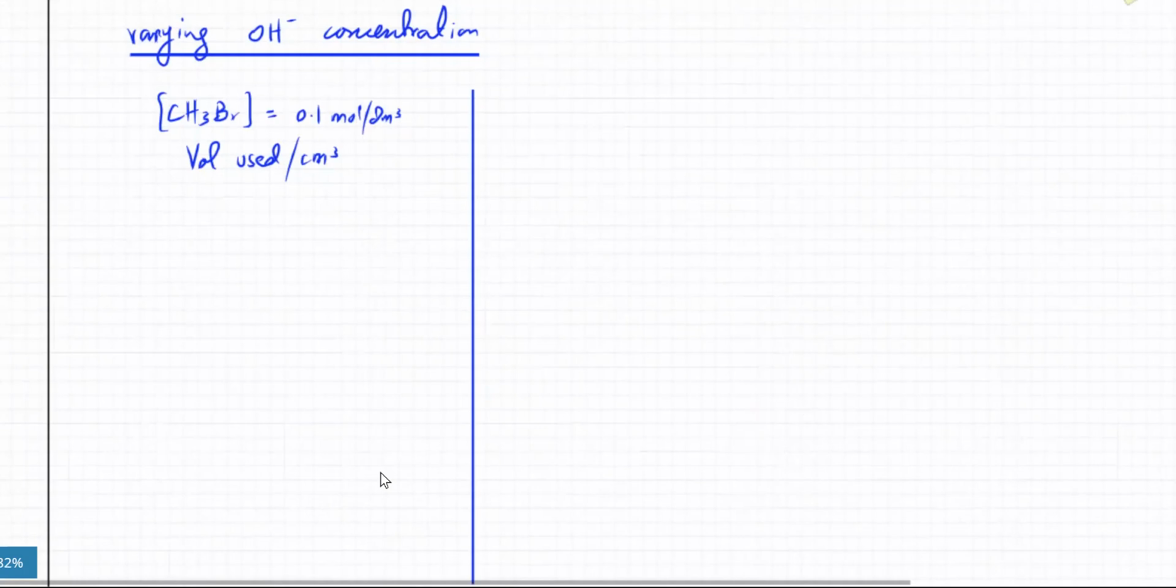The other reactant is your OH concentration, and that one is in large excess. This one is 0.01 mole per dm cube. So the concentration used is 10 times greater, so that there's a lot more of it compared to CH3Br. I'm going to add OH ion, so the volume that I'm going to use in this reaction is going to be written over here.